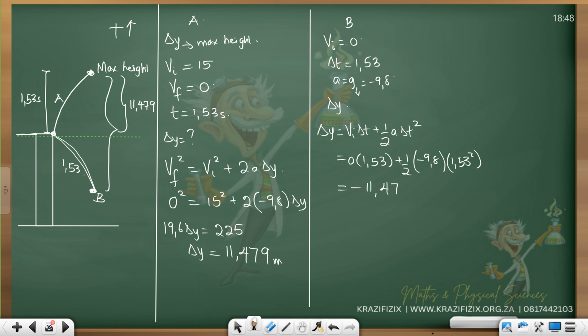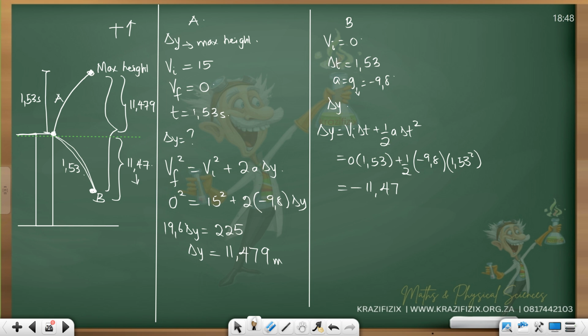470. I want to ask you a question though. Why are we getting negative? The object B is going where? Down. We chose upward as positive, because those answers must make sense to you. It means it's moving down, but it's only moving down 11, what? 47.